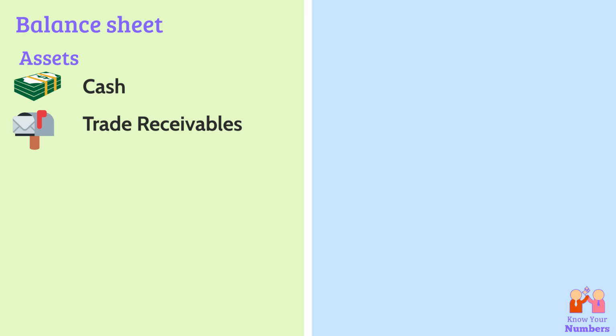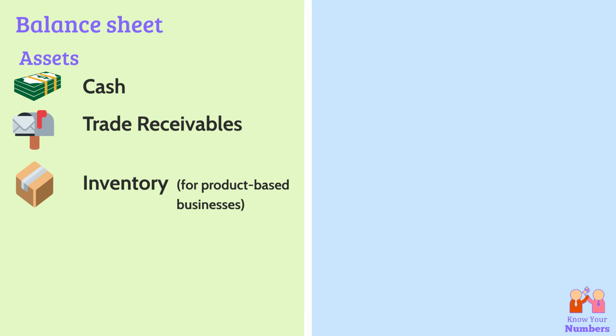Balance sheets follow a common structure. Here are typical categories you'll see, and don't worry, we'll explore each in future episodes. Let's break them down. Cash is the money your business has in bank accounts or on hand. Trade receivables, also referred to as accounts receivable, are money you've earned but haven't been paid yet. Inventory is goods you've bought or made that you plan to sell.